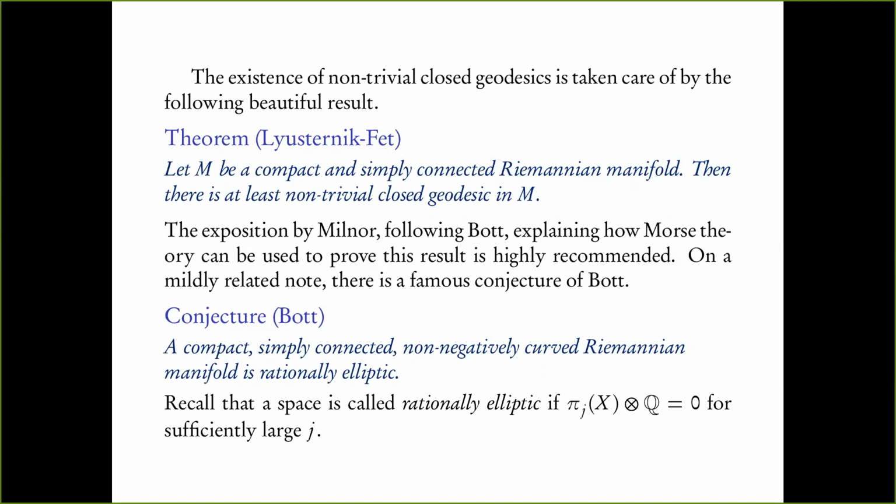So anyway, rational elliptic spaces are generically rare, and what Bott's conjecture is suggesting is that if you're looking for compact simply connected non-negatively curved manifolds, then these are of this kind. So there's a topological characterization, okay?